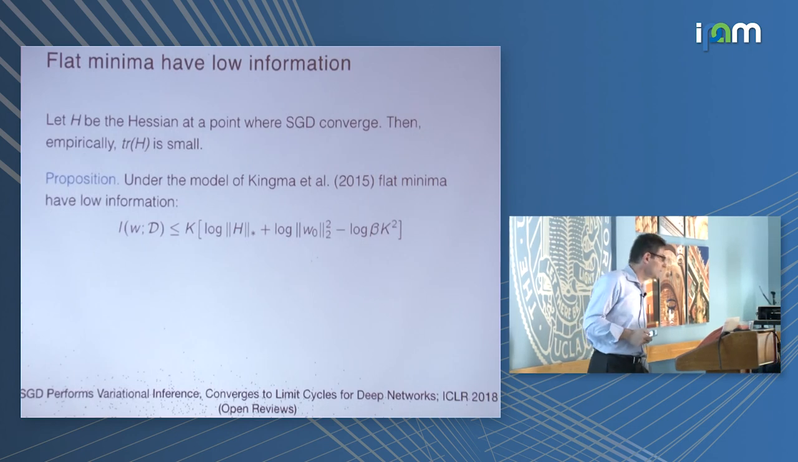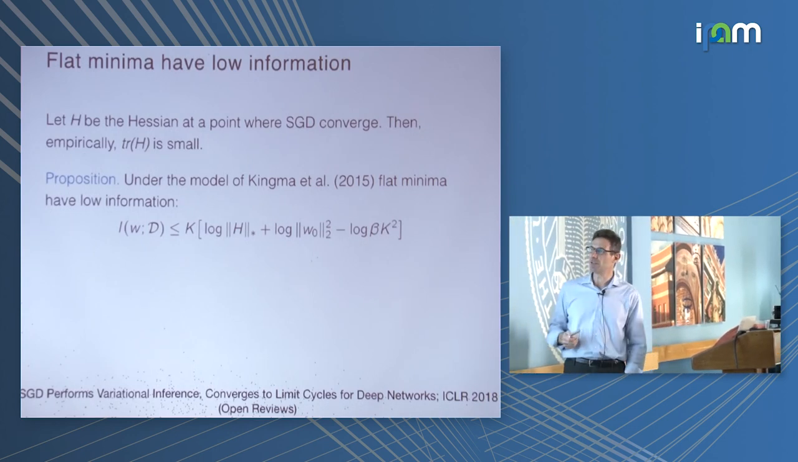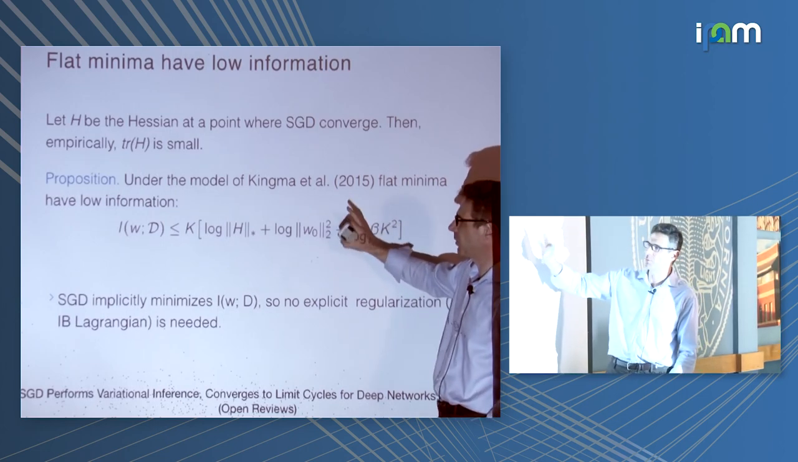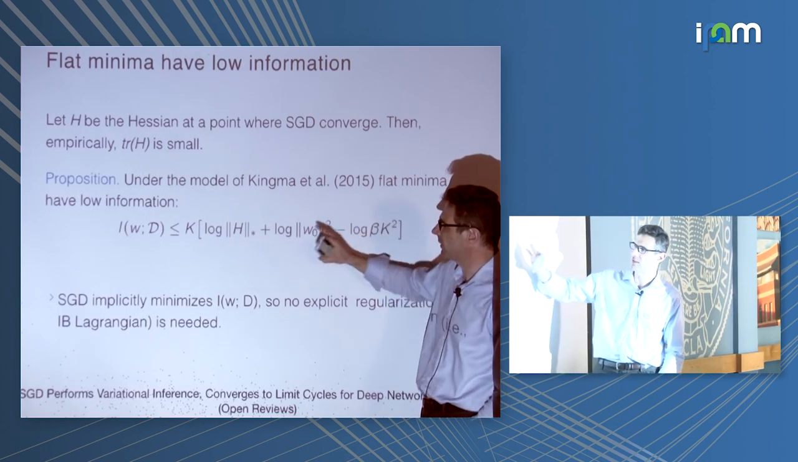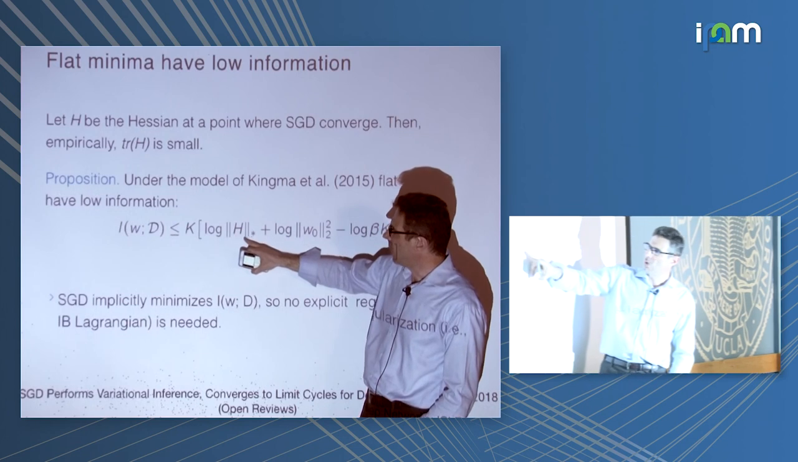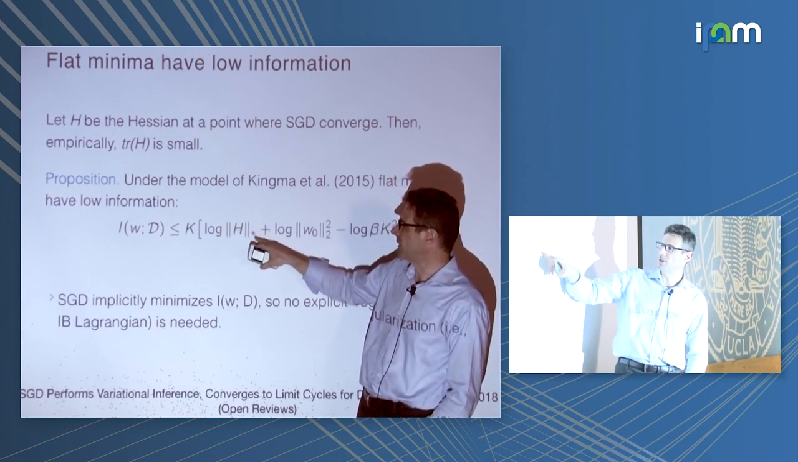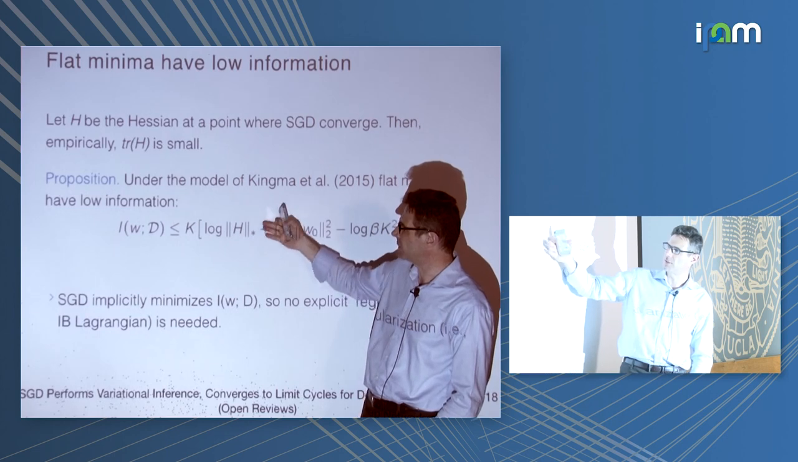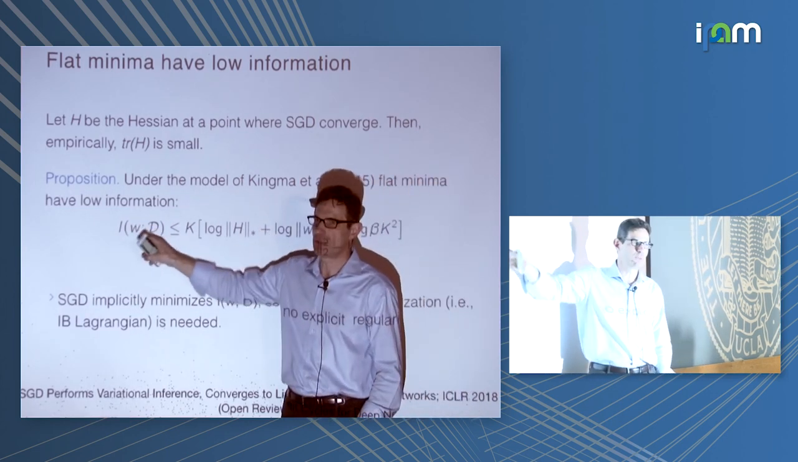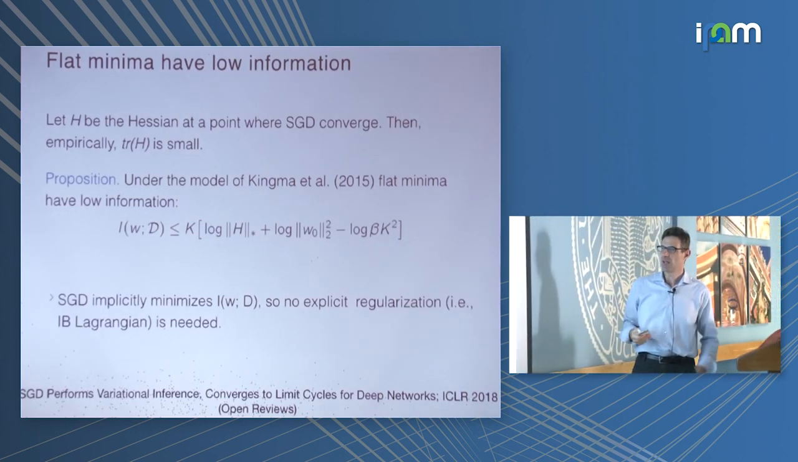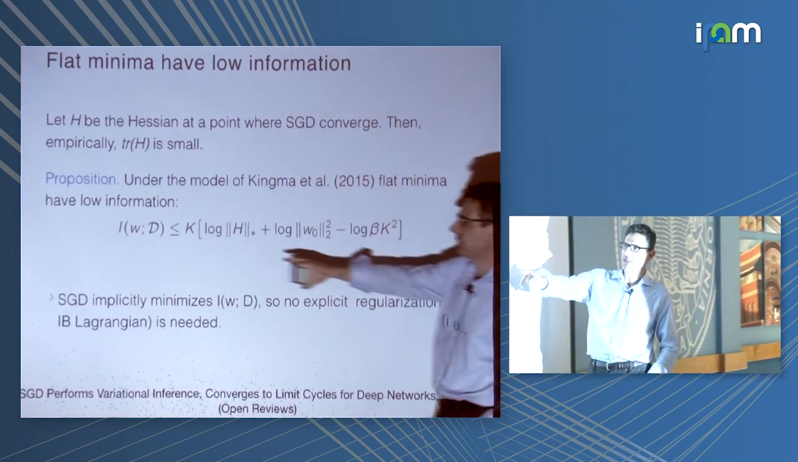Let's see, do I want to get into flat minima? I think Pratik talked about flat minima today, so I will skip that. Maybe I'll just mention that this is a loose bound. It's probably vacuous as well, but if you manage to converge to a flat minimum, one that has a small nuclear norm of the Hessian, then you bound from above the information in the weights.